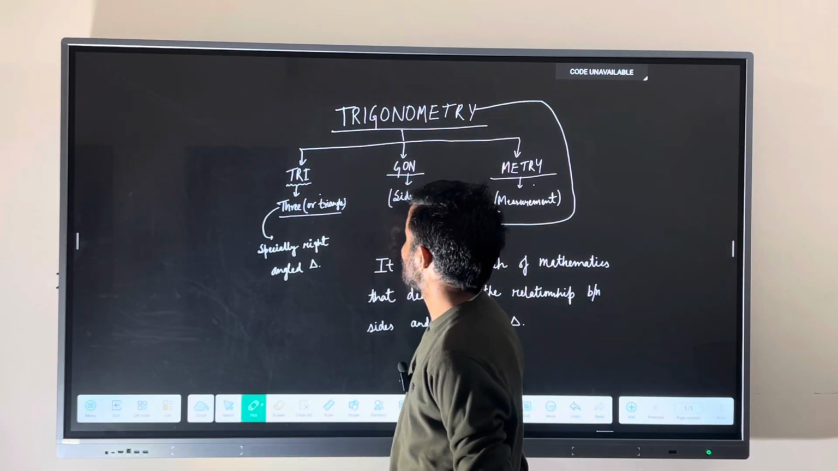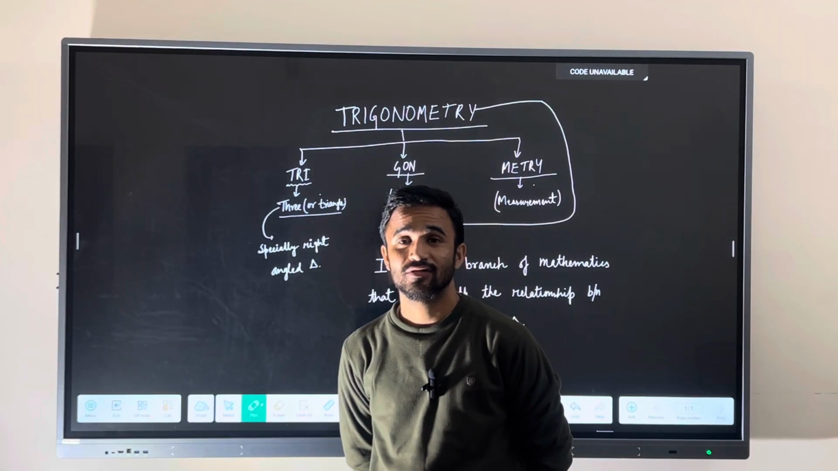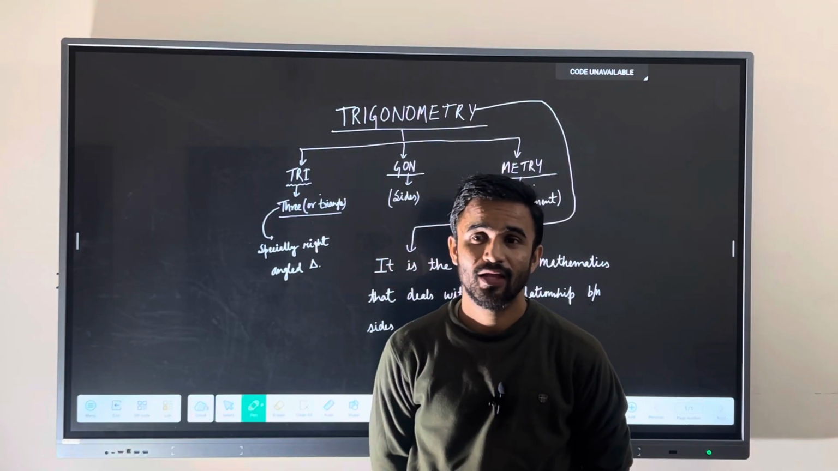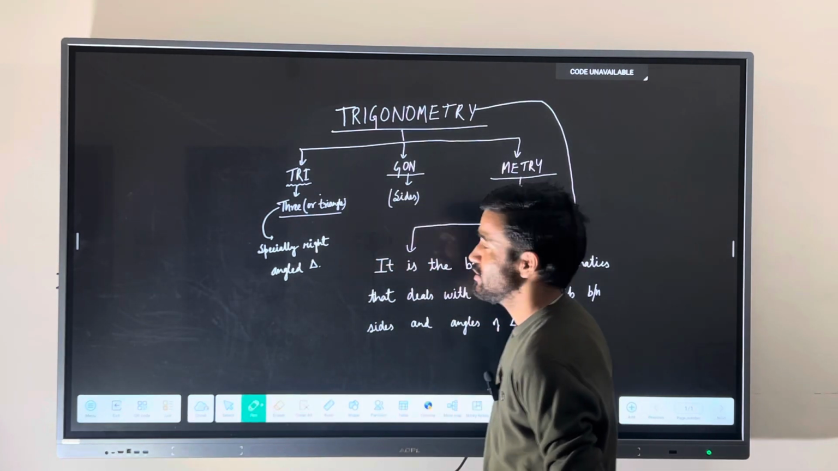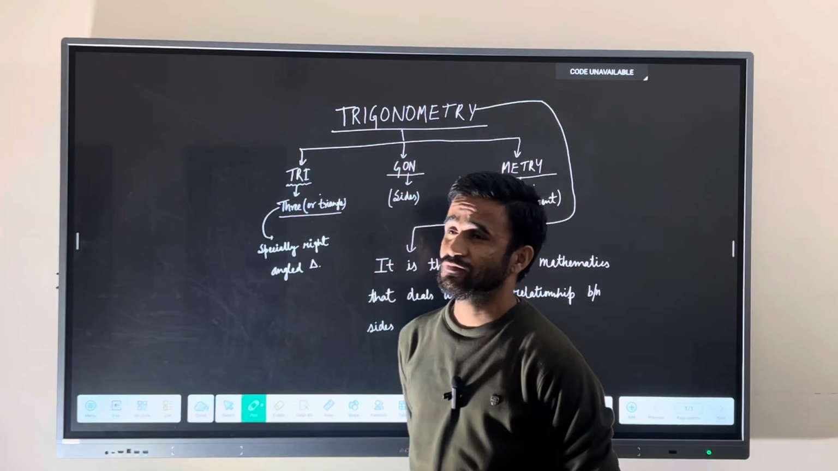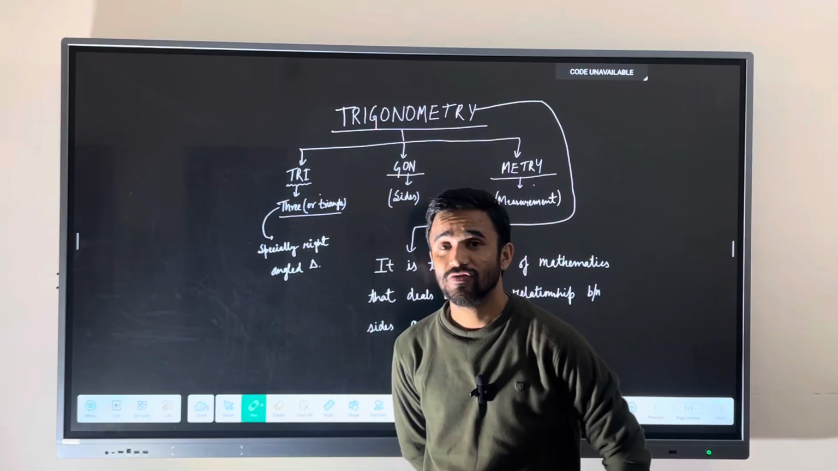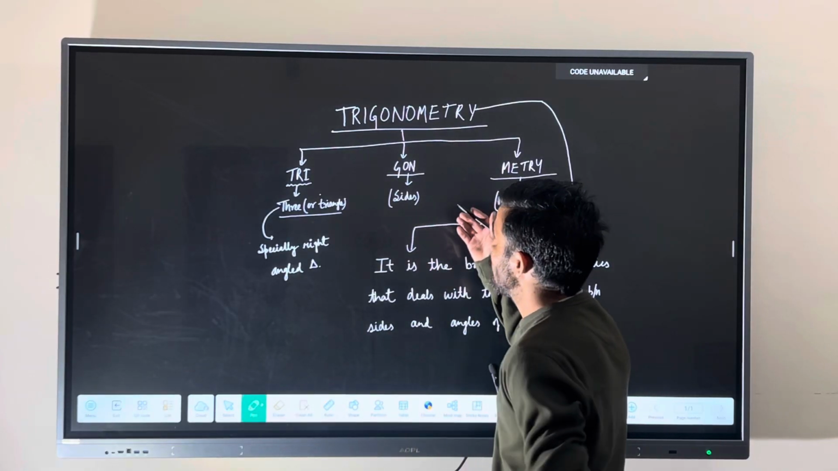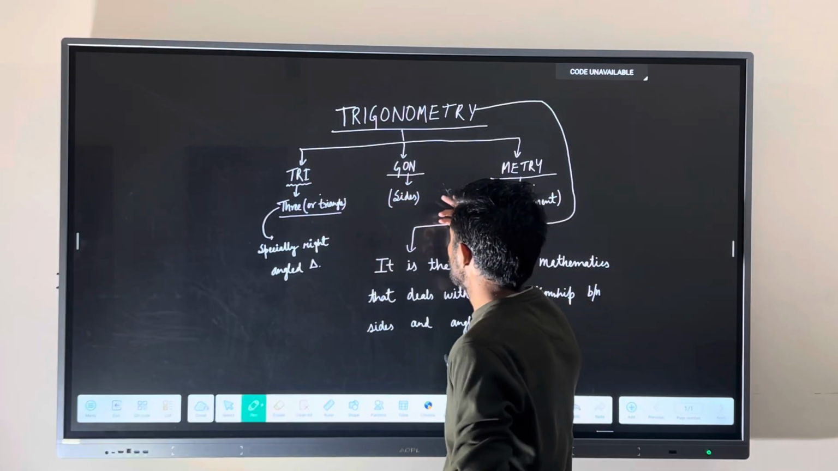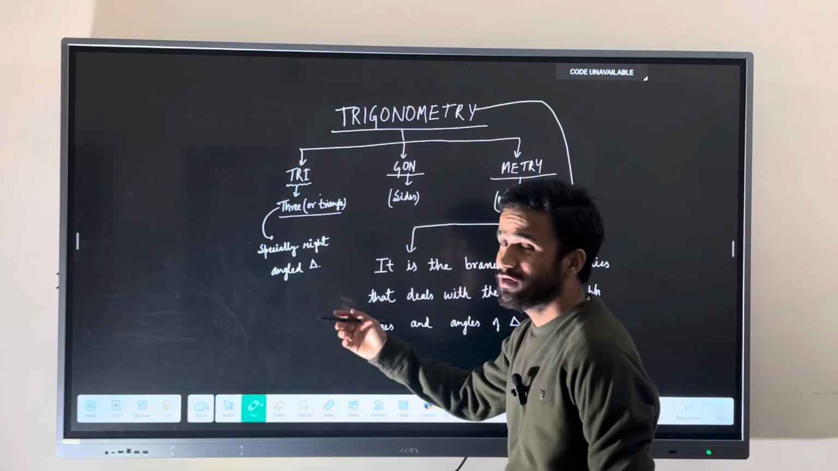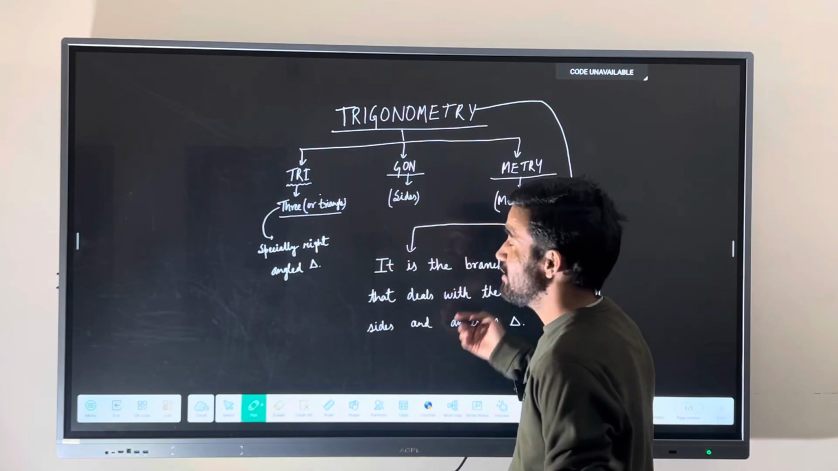So before starting, I would like to revise what we discussed yesterday, because the audio was not clear. So I want to discuss it again. Yesterday I told you how the word trigonometry came into being and how it was invented. Trigonometry, as I explained, is made up of three Greek words: tri, gon, and metry. Tri means three, gon means sides, and metry means measurement.